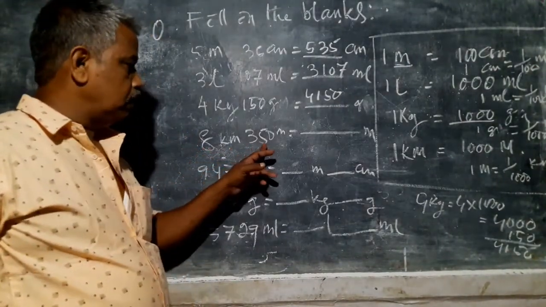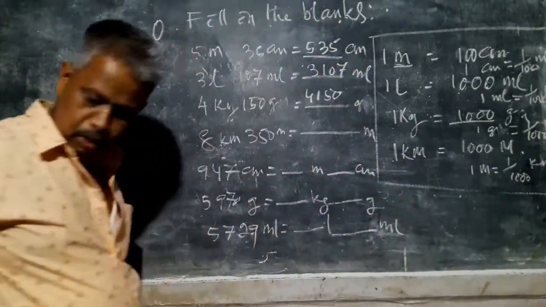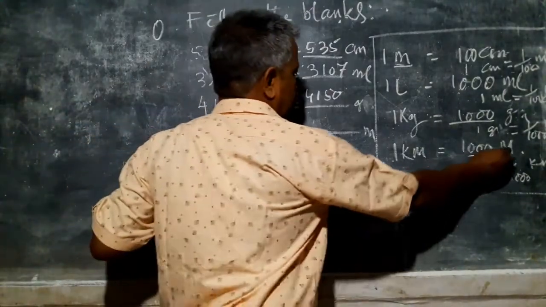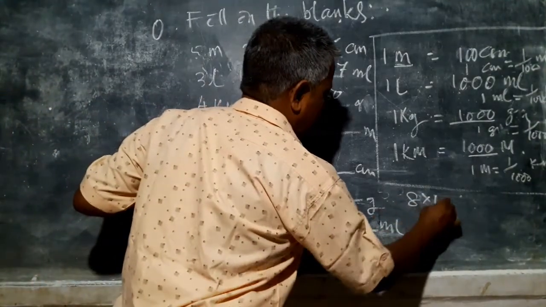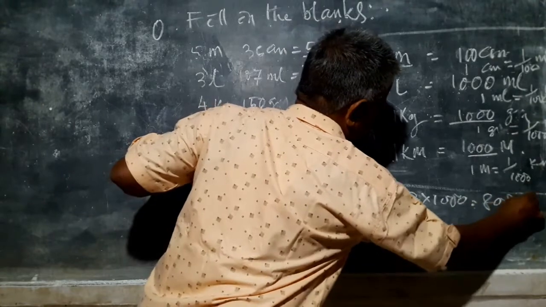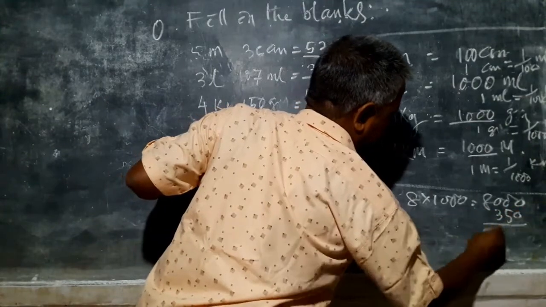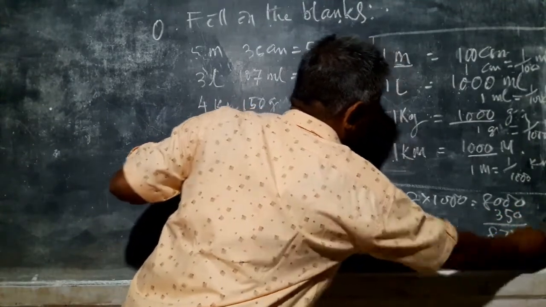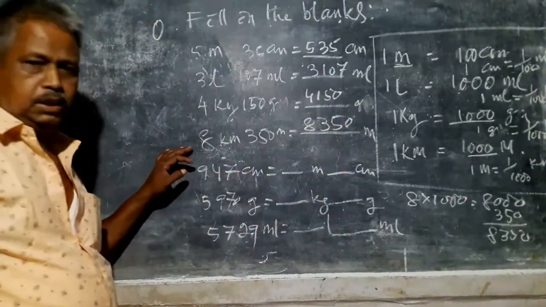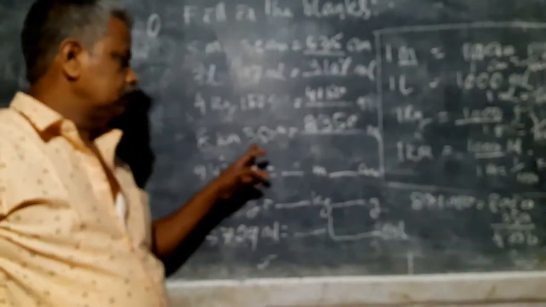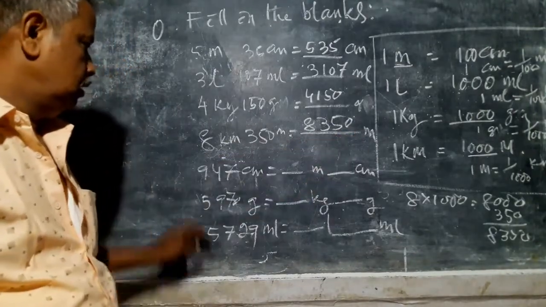The next, 8 kilometer 350 meter. You see, 1 kilometer equals 1000 meter. So 8 kilometer equals 8 into 1000 equals 8000 meter. Plus 350 meter equals 8350 meter. That is, 8 kilometer 350 meter equals 8350 meter.